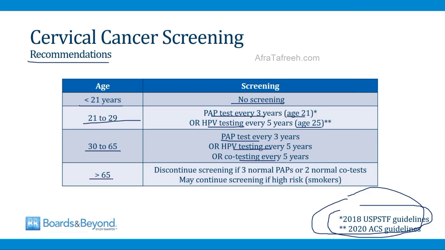And then beyond age 65, you can discontinue screening in women who have had 3 normal Pap tests or 2 normal co-tests. However, you may continue screening in certain high-risk individuals, for example, women who are smokers or women with other risk factors. And keep in mind, these are just guidelines and recommendations. Gynecologists will use different screening methods for different women depending upon their risk profile.